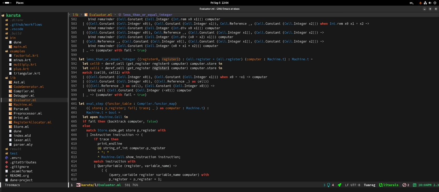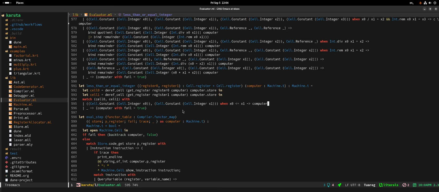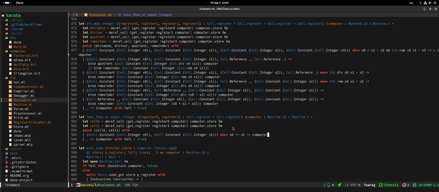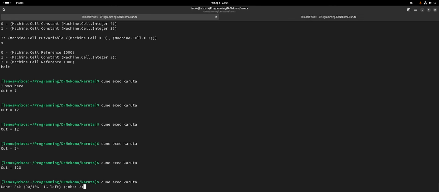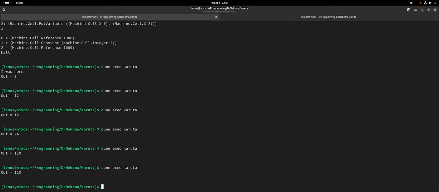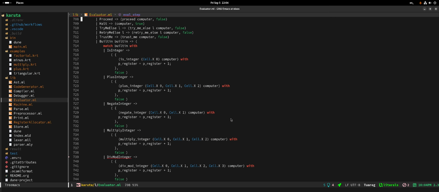And we receive only two things. So, if both of them are numbers, we need to check this. Otherwise, we just fail. That's it. Do we compile? Yeah, we do. We do compile.